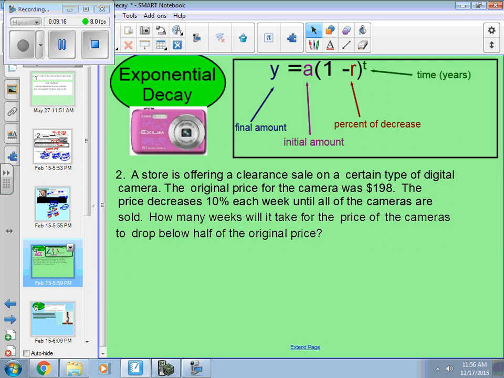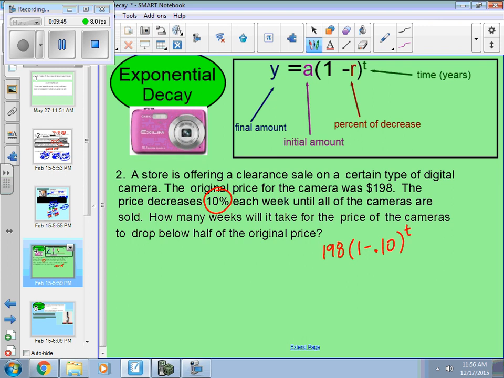I want you to pause and see if you can set this one up all by yourself and see if you have the correct equation here. Okay, let's see how you did. The starting amount, or initial amount, we know is 198. The multiplier we're going to be able to figure out. This is a decrease one. 1 minus, it's 10% each week. 10% as a decimal is going to be 0.1.